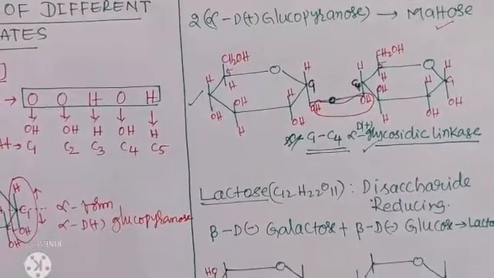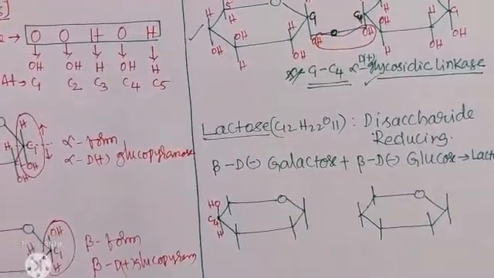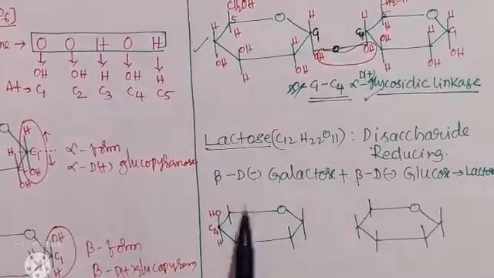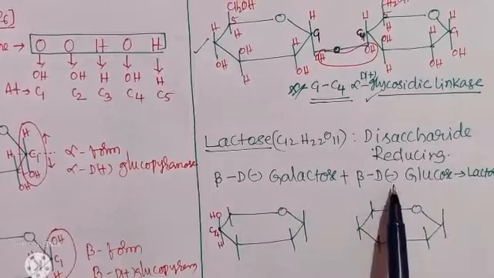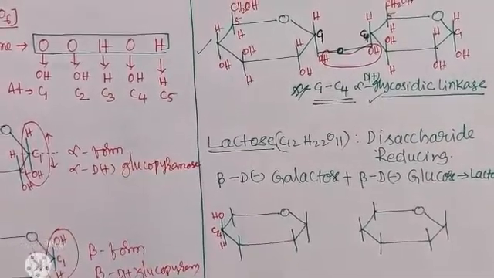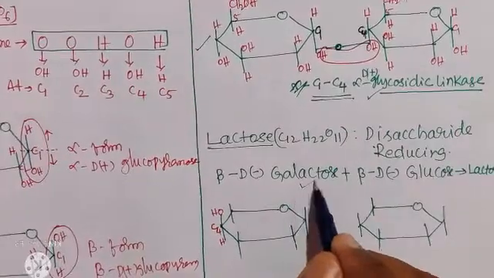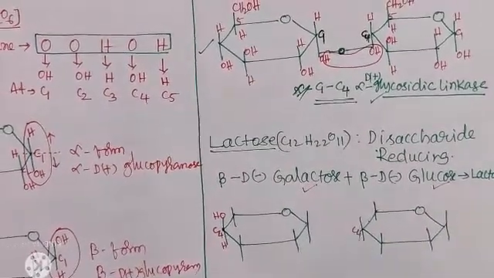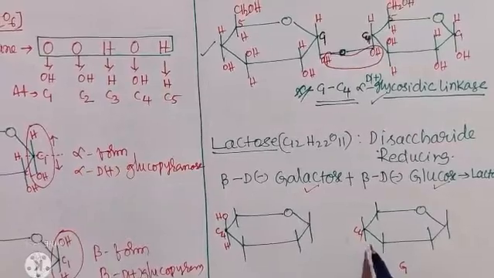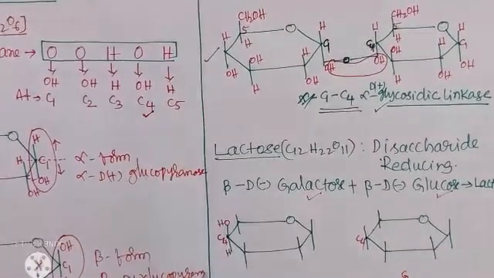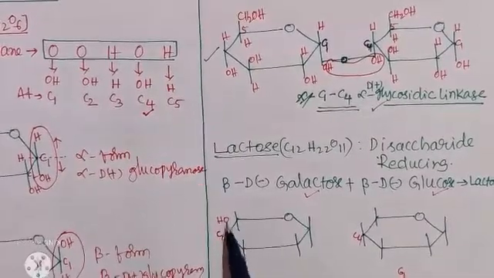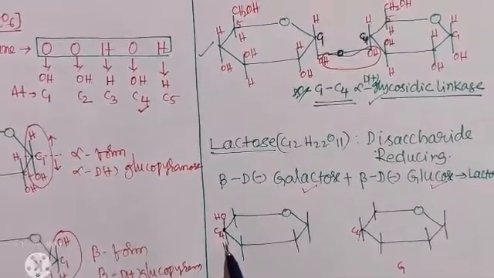Similarly, see here students, lactose is a disaccharide, a reducing sugar, and it is formed by the condensation of beta-D-galactose and beta-D-glucose. It is very simple. We know the formula. But there is a slight difference between galactose and glucose, that is at C4. In glucose at C4 the OH is below, as we know from the formula. But in galactose at C4 the position is opposite, just reversed.